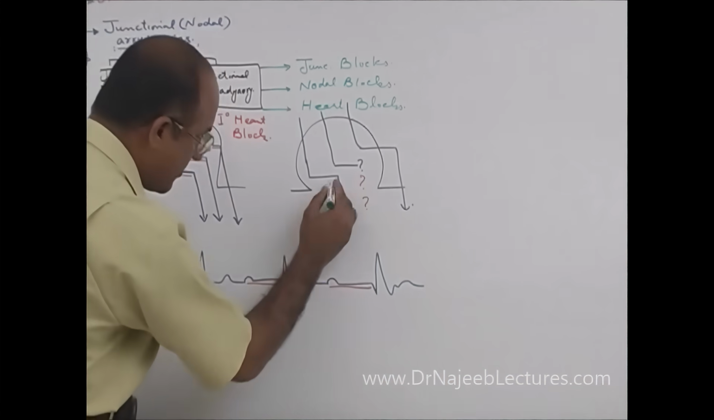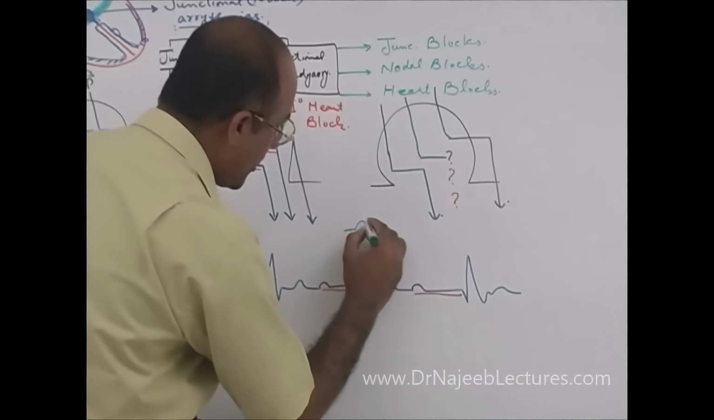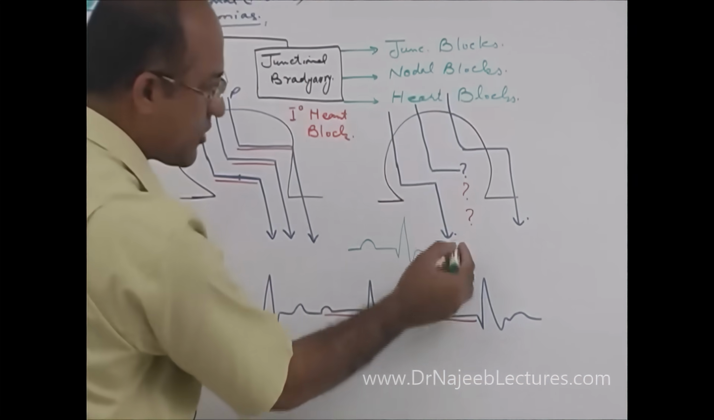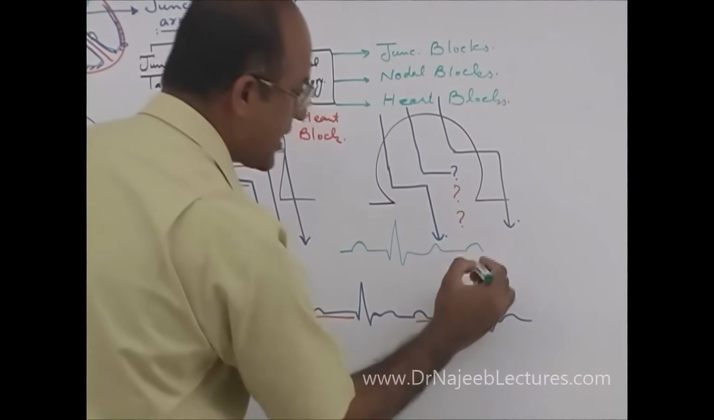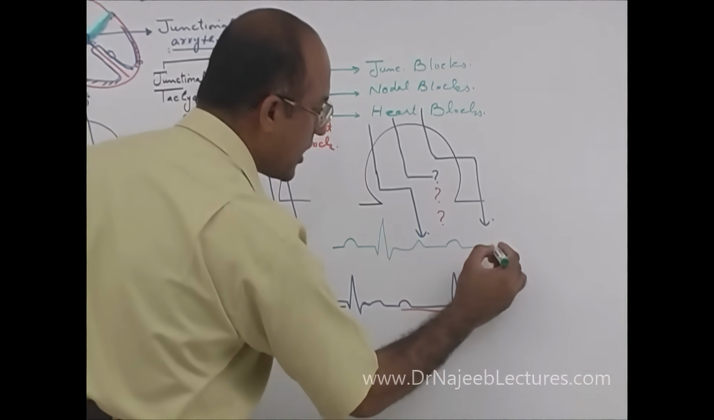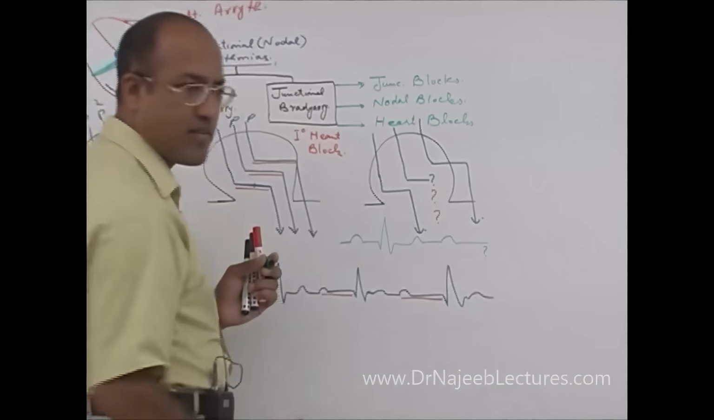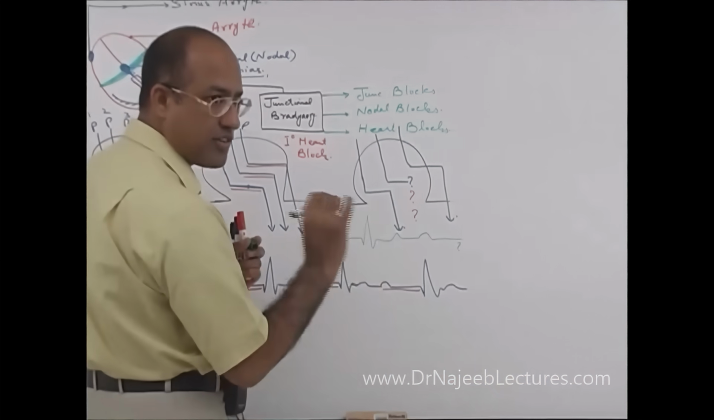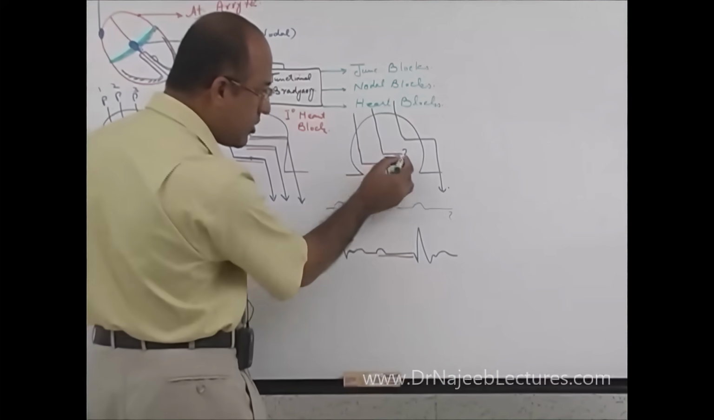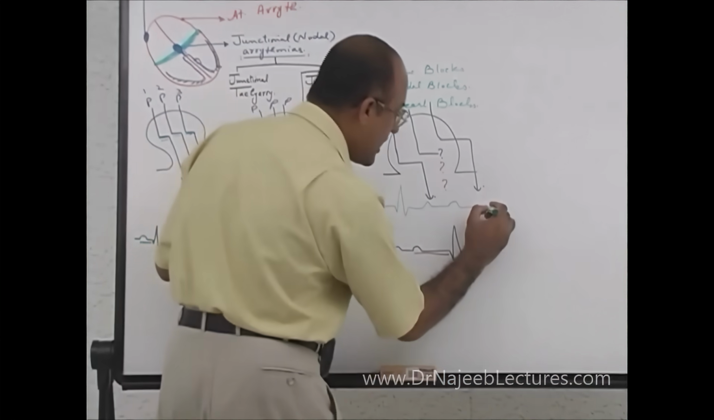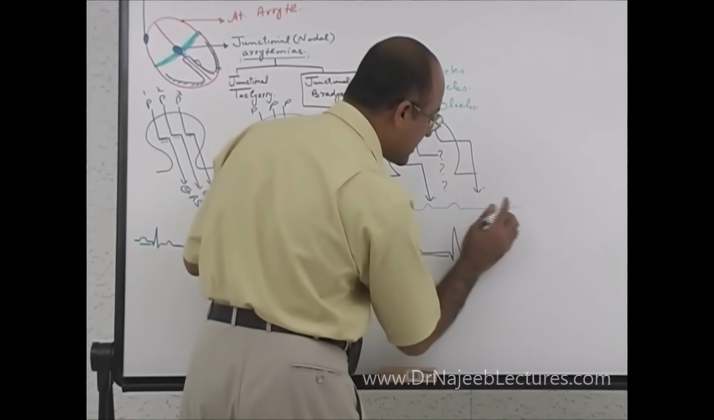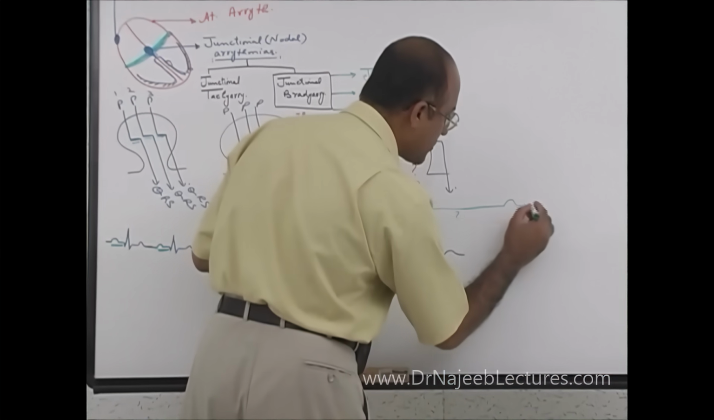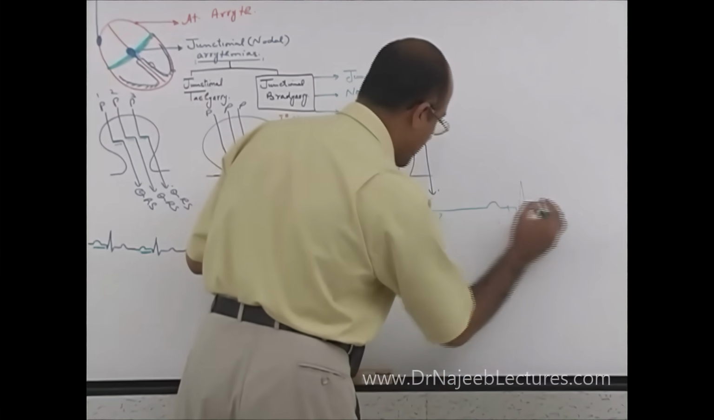I will draw it here. P wave followed by, yes, QRST. This was the first pattern. Then a P wave came, but here there should have been a QRS, but there is no QRS. So it means this was significantly blocked and it could not go down, right? And then it continued like this until the next P wave appeared, and that P wave is followed by QRST.